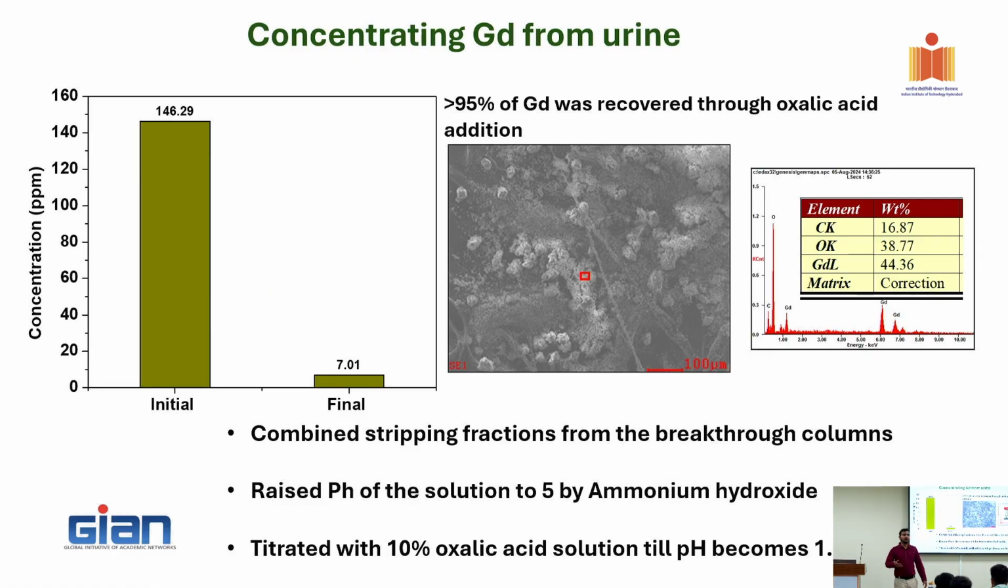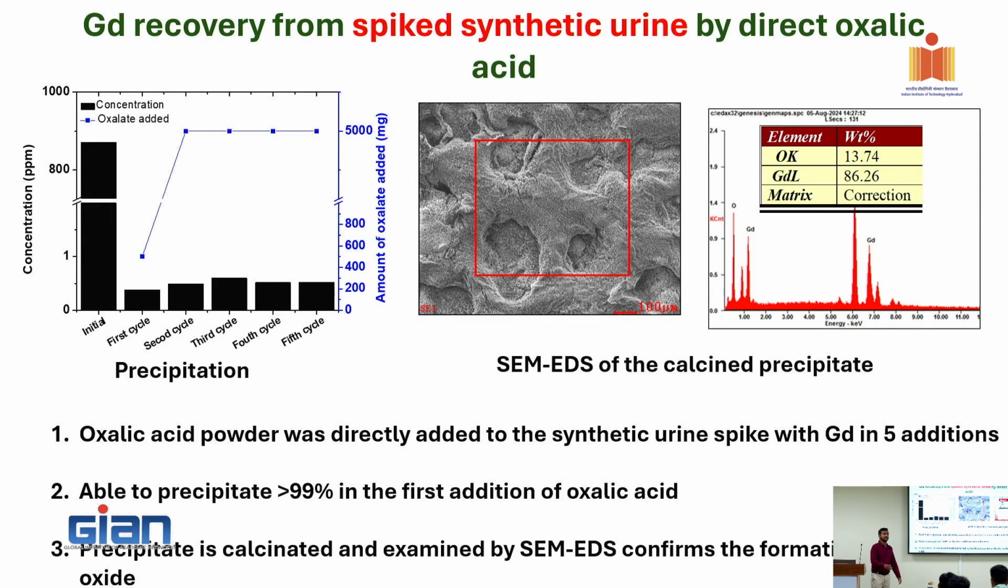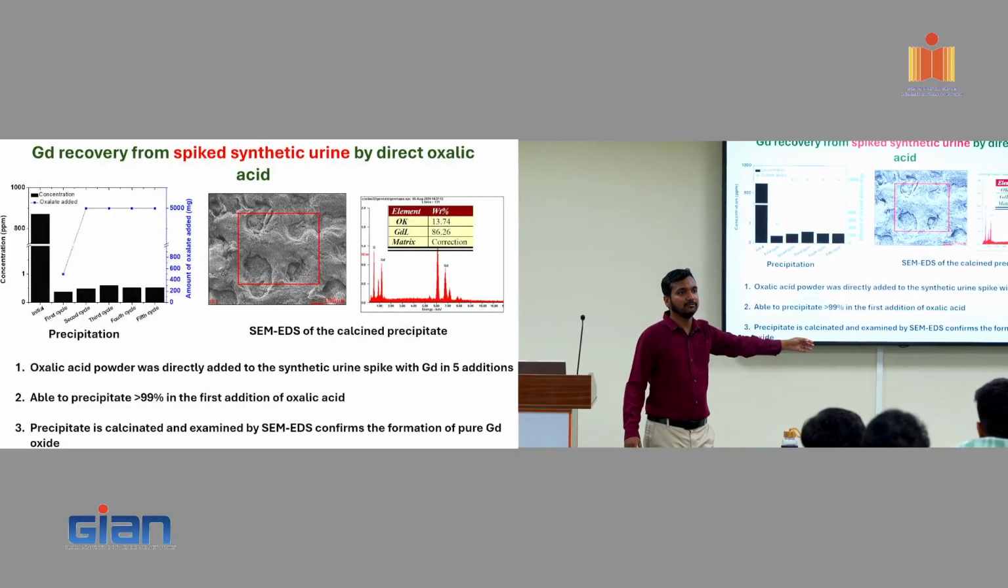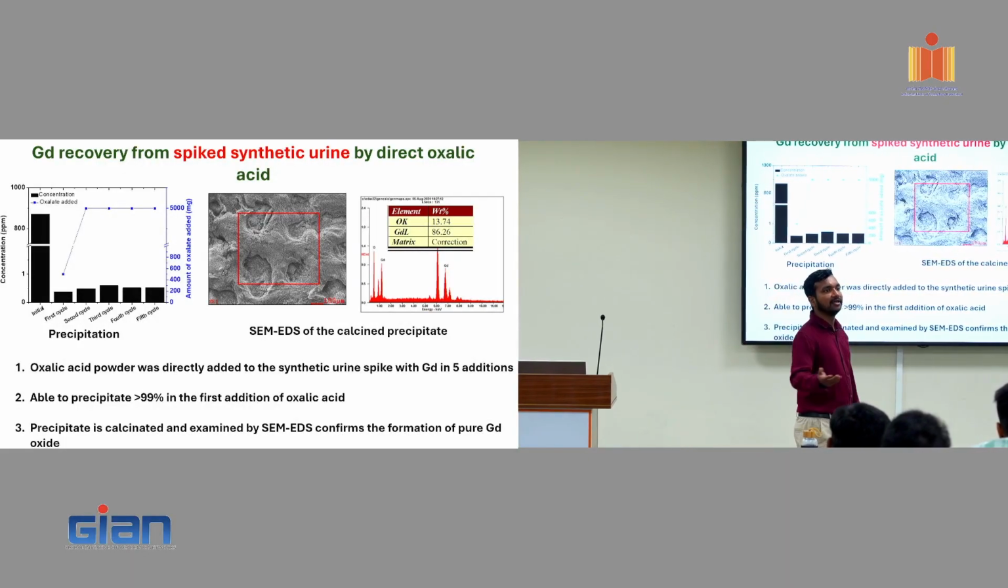In order to get more precipitate and more simulations, we tested this with synthetic urine, because with synthetic urine we can control the conditions and get huge quantities. We spiked it with gadolinium concentrations and did the same oxalate precipitation. We collected the precipitate and did calcination. Once we get a precipitate, in order to get a pure form, we calcinate it. See the final product here. It has only gadolinium and oxygen, 86 and 12. That is the purest form of gadolinium. You will get like 99.2 or 99.3 percent gadolinium.